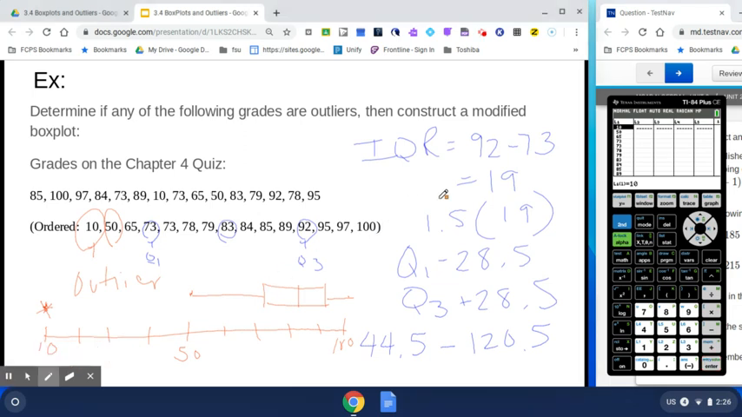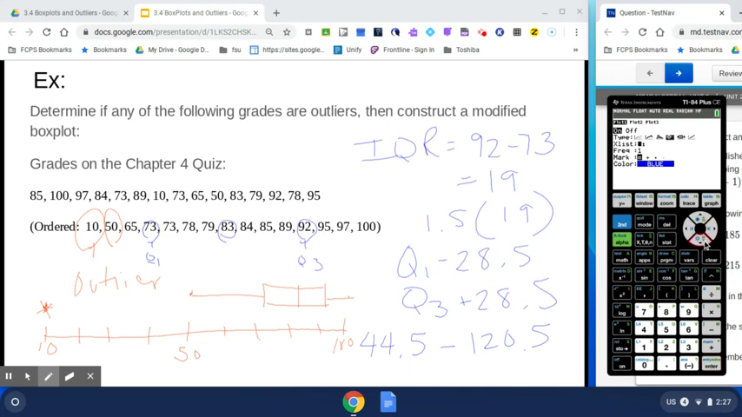Just so you know, you do not need to order the data in order to make the modified box plot. We're going to go to second y equals. Again, I'm still going to use plot 1, but I need to change the type. I want to choose the modified box plot, which is the box plot with the 2 dots to the right-hand side. It doesn't matter if they're low outliers or high outliers. It's going to show them as separate points.